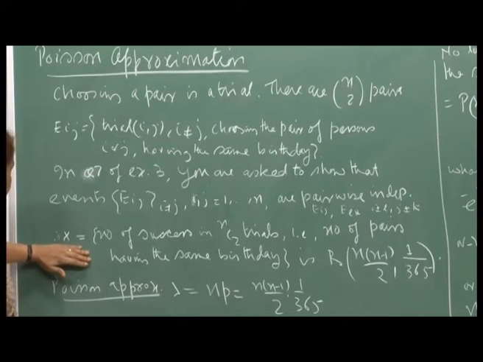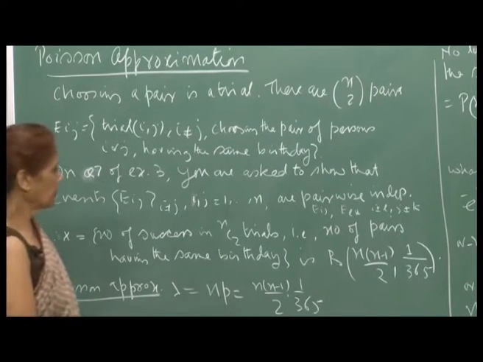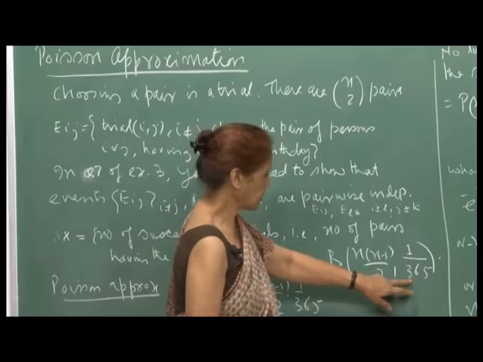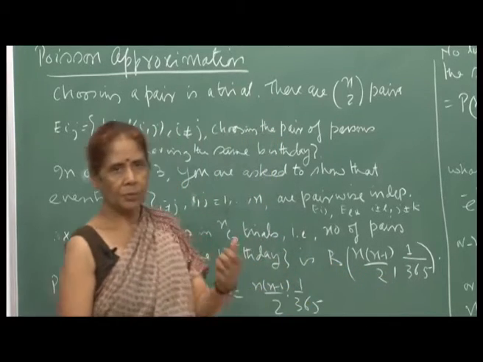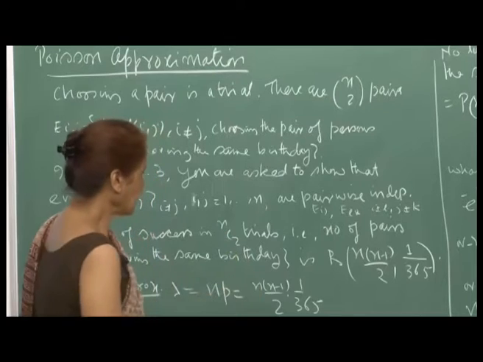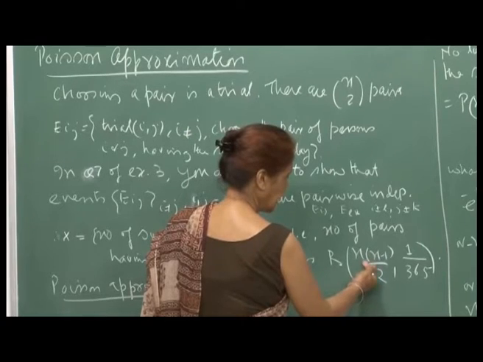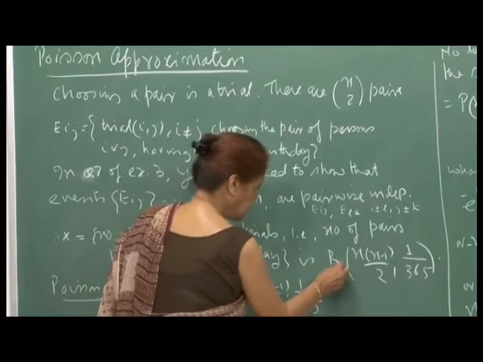Now, X is the number of successes in nC2 trials having the same birthday, right. So, let me now start looking at the Poisson approximation. The number of successes in nC2 trials having the same birthday, and as I discussed with you, is a binomial with parameters n into n minus 1 by 2 comma 1 upon 365. Remember, I showed you that for a pair of people having the same birthday, the probability is 1 upon 365. And the number of trials that I have is n into n minus 1 by 2. So, this is a binomial random variable.